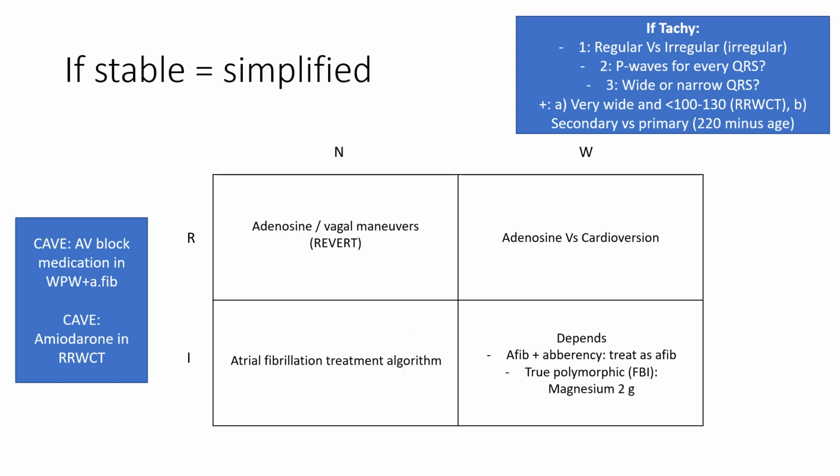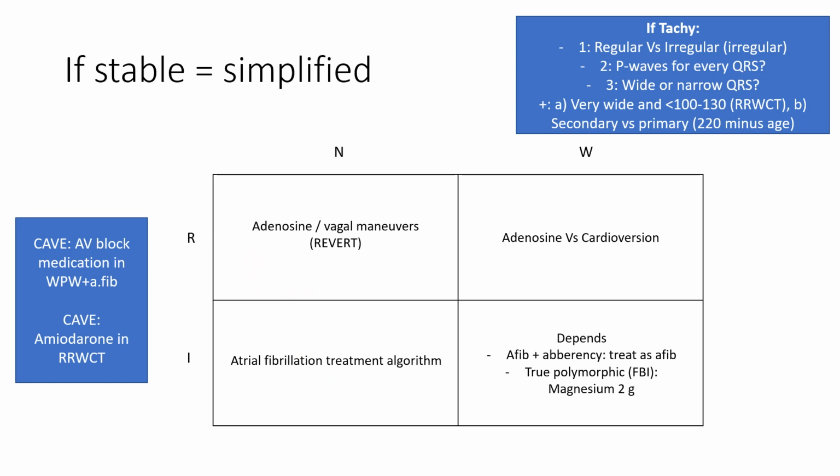Okay, so here's if they're stable. Again, if they're not stable, then you could just give them electricity. But if they're stable, that's where you come into the diagnostic thing. And the diagnostic thing is, if it's narrow and regular, then it's usually adenosine. If they're really fast, then it can be hard to distinguish whether they're irregular or regular. So if you give them adenosine and it slows down, then you can see that it's irregular. Oh, then there's an atrial fibrillation, or then it's an atrial flutter.